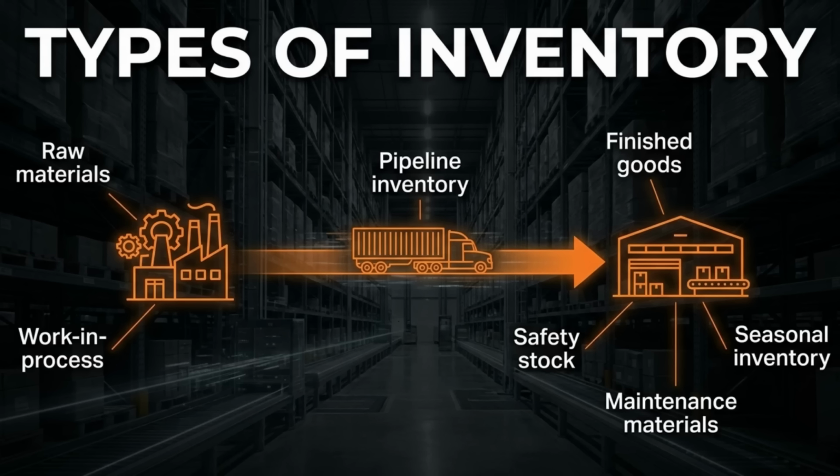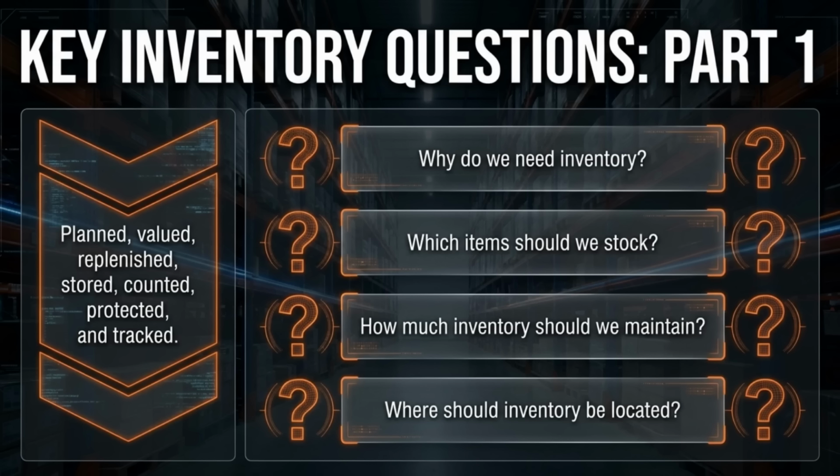Different types of inventory serve different purposes. Raw materials support production. Work-in-process inventory exists between production activities. Finished goods support customer demand. Maintenance materials help keep equipment operating. Safety stock protects the company from uncertainty. Seasonal inventory prepares the organization for predictable demand peaks. Pipeline inventory exists while products are moving between locations. Inventory must therefore be planned, valued, replenished, stored, counted, protected, and tracked.